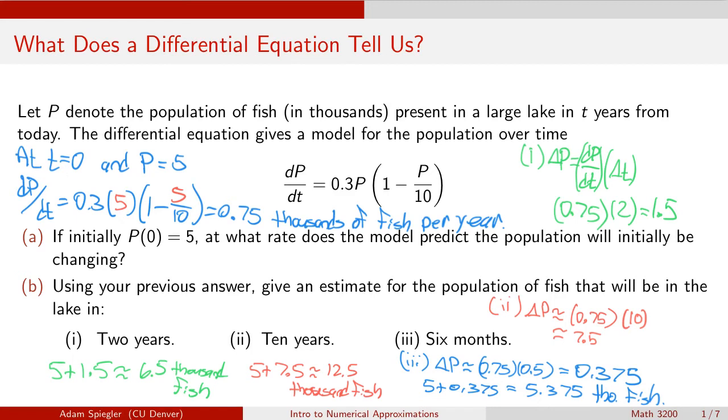And so you might want to ask yourself which of these approximations that we made in B do you think would be most accurate to the actual value? So do you think it's best to extrapolate for a small amount of time or for a large amount of time or somewhere in the middle, or does it not make a difference?